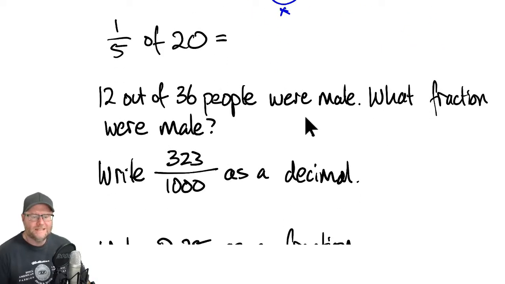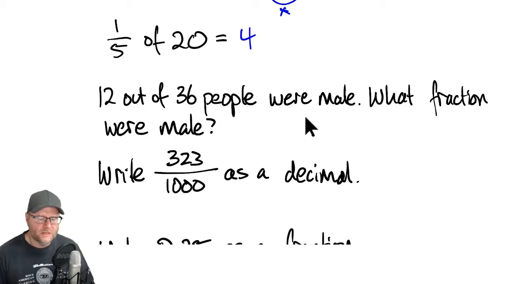1/5 of $20. Of 20, I beg your pardon. All right, so a couple of strategies you could do here. You could look at that and go, well, 1/5. So if I had $20 and I split that into 5 pieces, in other words, fifths, each piece would be $4. So there's my answer. 1/5 of 20 is 4.